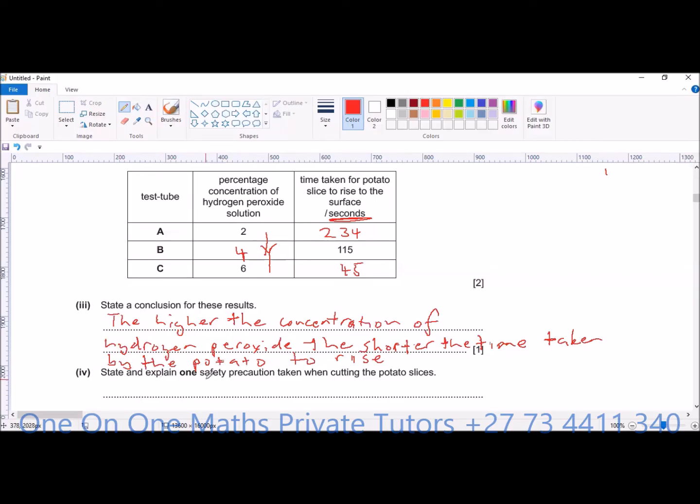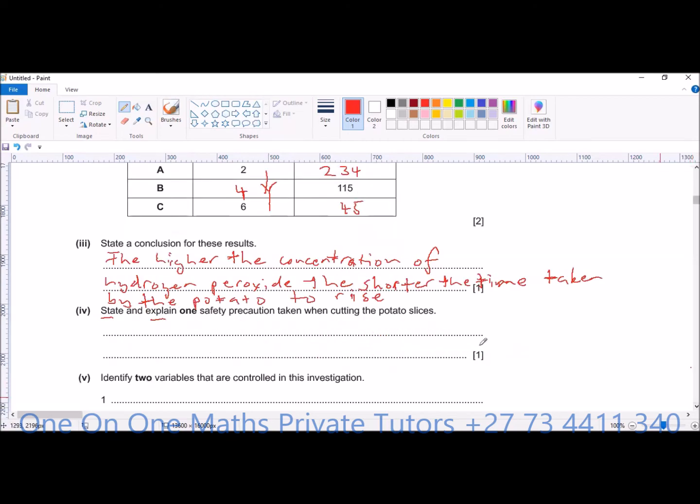State and explain one safety precaution taken when cutting potato slices. Okay. State and explain one safety precaution. Cut away from fingers.